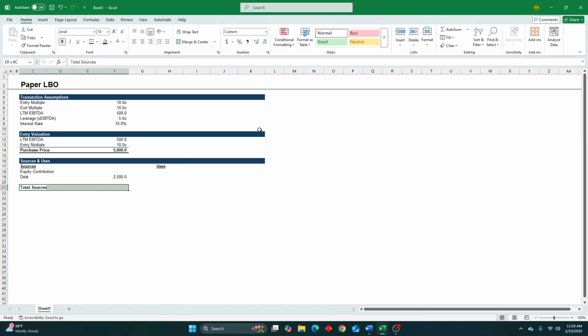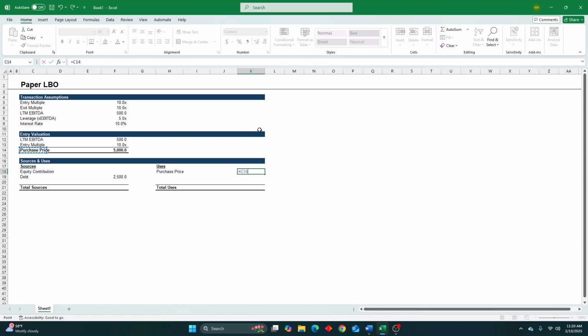We won't have any complicated management role or financing fees, cash to balance sheet, really basic. All we're going to have here is our purchase price. So our purchase price is going to be equal to that 5,000, which means our total uses are going to be equal to 5,000. And like I said earlier, we know that our total sources have to be equal to our total uses.